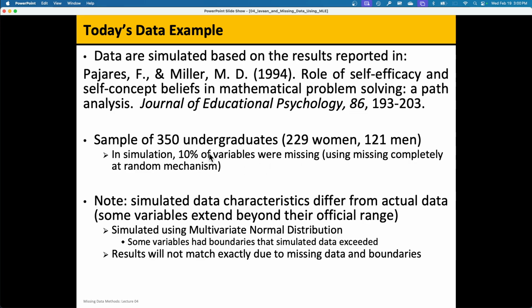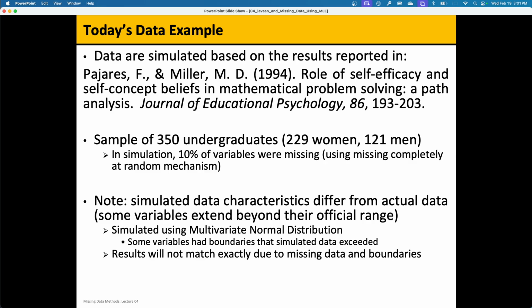I knocked out 10% of the variables. Actually, in the original data I had missing at random. I modified this, I'm sorry, originally I used missing completely at random. Actually, I modified this to be missing at random, and we'll talk more about that next time. So I'm using this data because I want to do something different from the book, to give you something to generalize with rather than just follow the book's data itself.